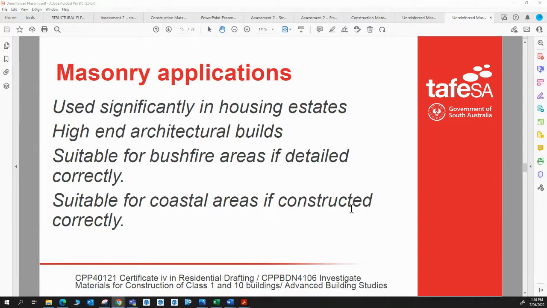So used significantly in housing estates, but then also used in some high-end architectural builds as well. So some of your feature masonry, your metric blocks, all that sort of thing, masonry which does create features, even those glass blocks, all that sort of stuff does get used in high-end architectural builds as well. It is suitable for bushfire prone areas if detailed correctly.